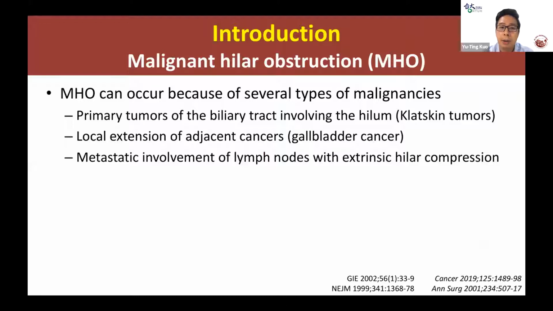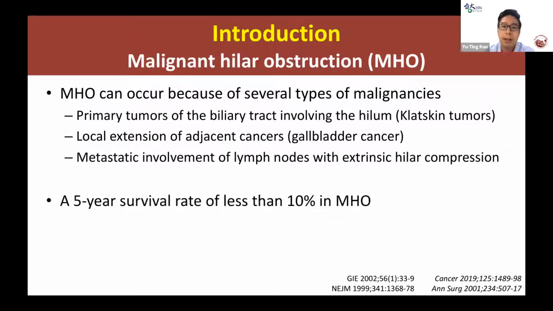Malignant hilar obstruction mostly occurs, caused by a primary biliary tract tumor in the hilar. We call that cholangiocarcinoma. Some are caused by adjacent cancer, like gallbladder cancer or surrounding lymph nodes, causing extrinsic hilar compression. In this kind of malignant hilar obstruction, the prognosis is not so good. It's very poor, with a 5-year survival rate of almost less than 10%.